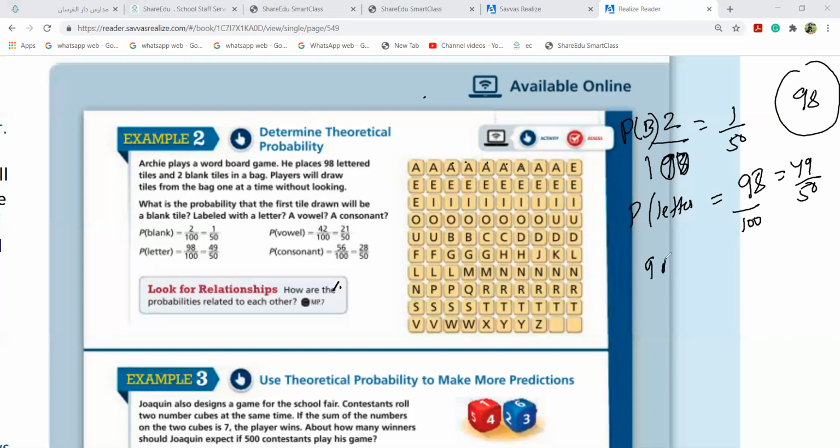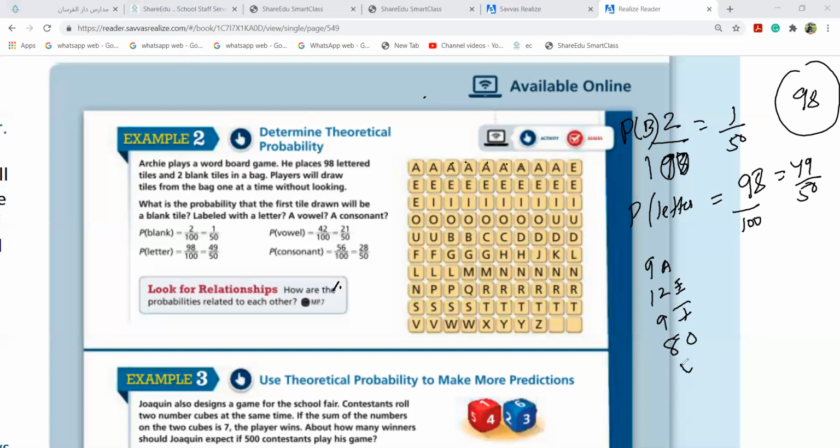There are 9 A. And if you count E, how many E are there, Zishan? Can you count and tell me? 12 E. How many I are there? 9 I. And how many O? 8 O. And U is 1, 2, 3, 4.